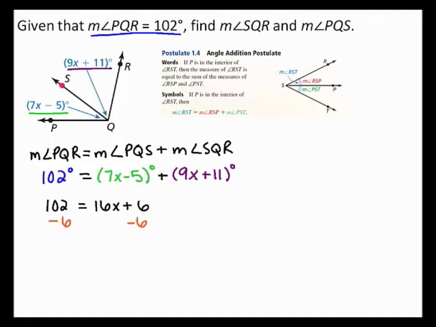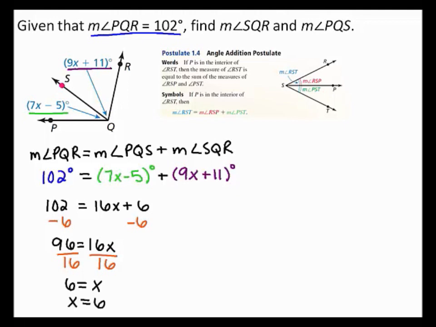Next, you can subtract 6 from both sides of the equation. This gives you 96 equals 16x. Now you can divide both sides of the equation by 16. This gives you 6 equals x. So the value of x is 6.